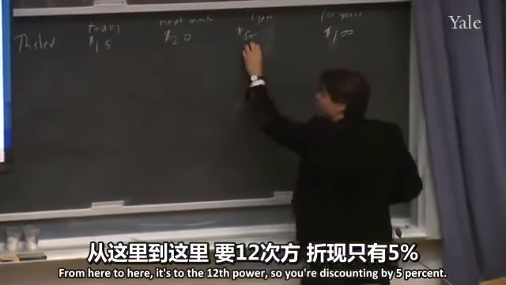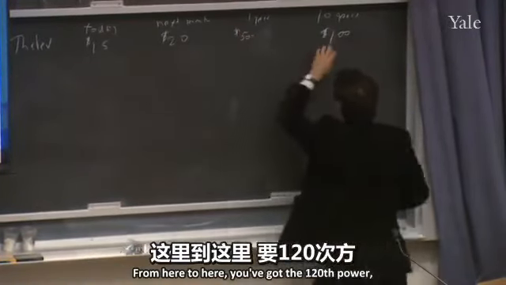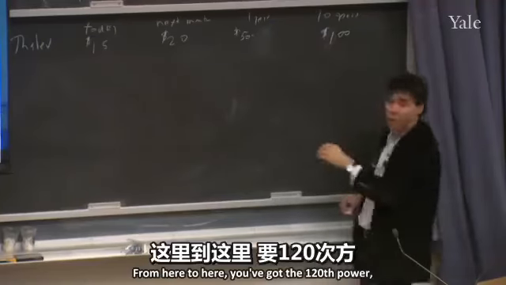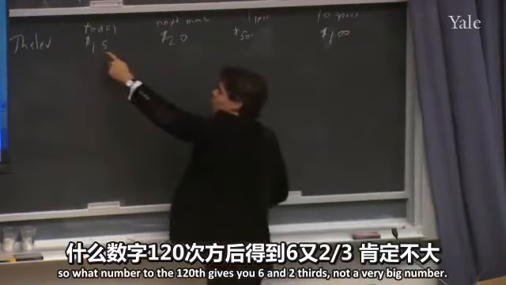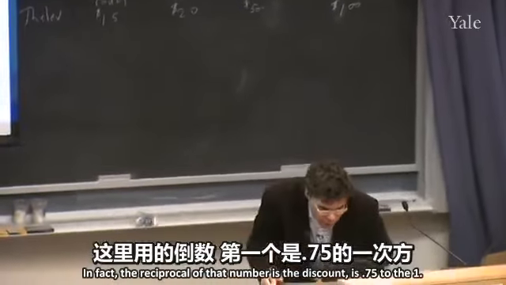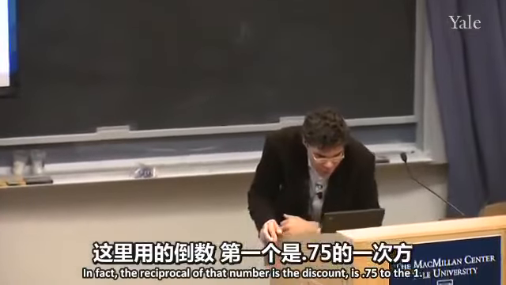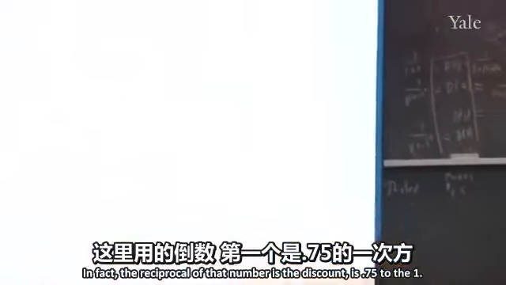From here to here, it's to the 12th power. So you're discounting by 5%. From here to here, you've got the 120th power. So what number to the 120th gives you 6 2/3? Not a very big number. In fact, the reciprocal of that number is the discount.